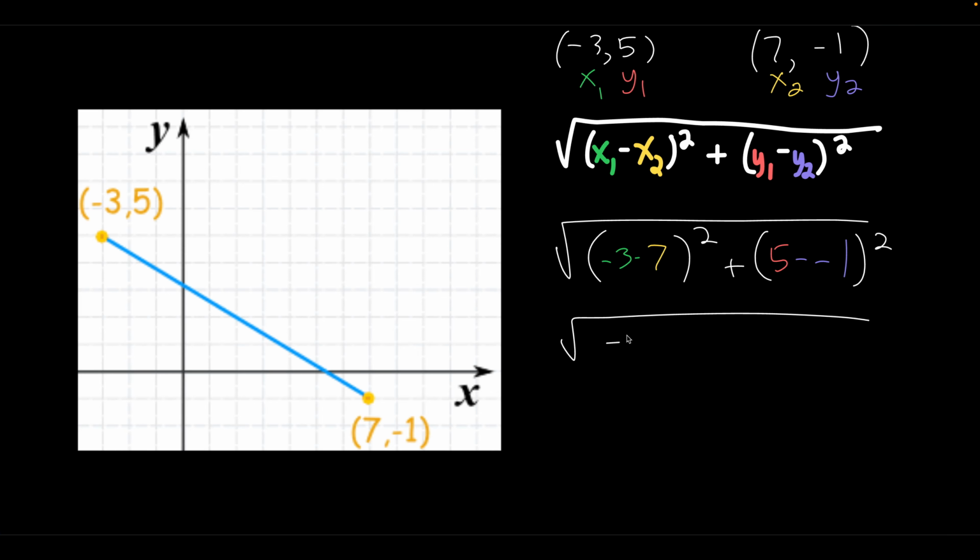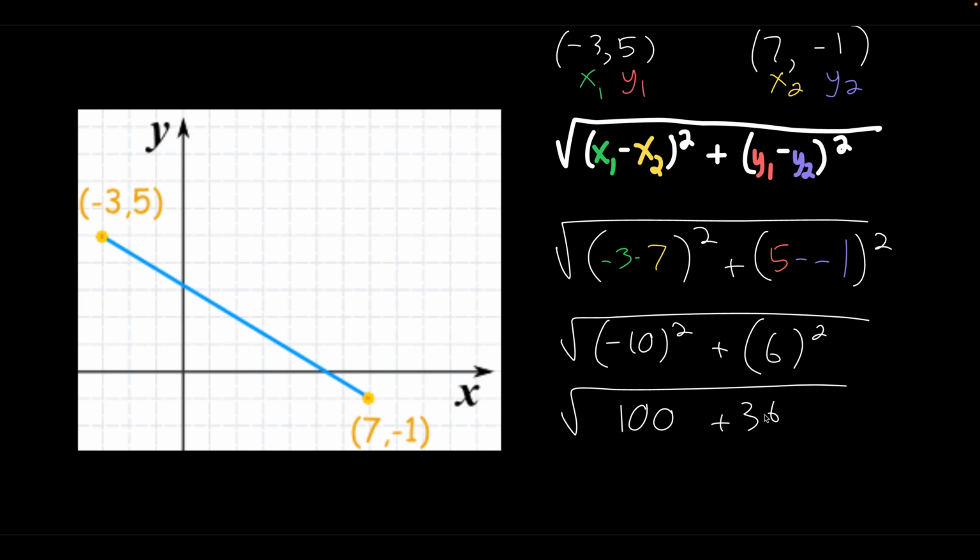So -3 minus 7 is -10, squared. We're doing parentheses first. 5 plus 1 is 6, so that's squared. Then we do exponents. So this would be 100 plus 36, which is 136. And then we should know how to simplify radicals. So I can split this into 4 and 34. 4 is the perfect square, so this simplifies down to 2 square root of 34. And this is the final answer.